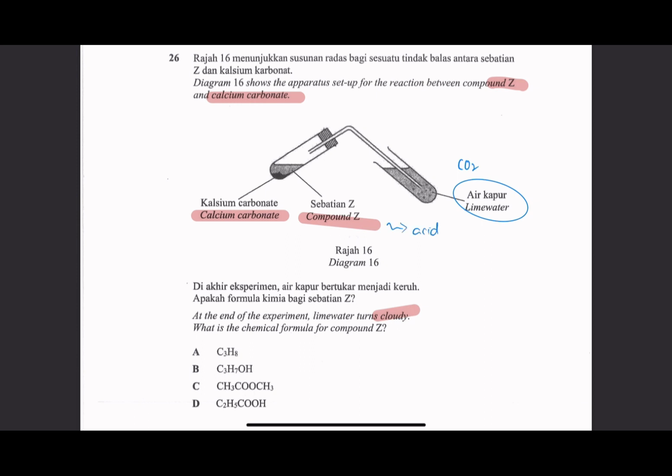So go to our answer. This is our acid. This is the propanoic acid. This cannot, this ester, this one is alcohol, and this alkane.